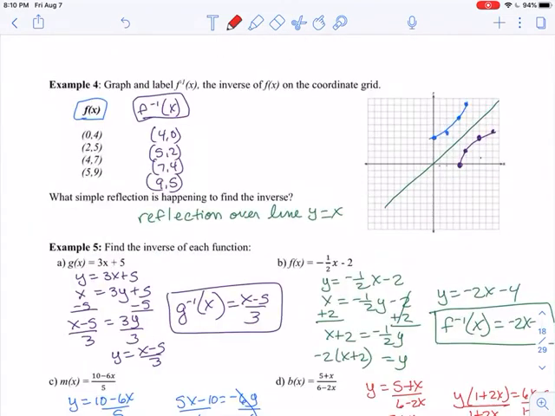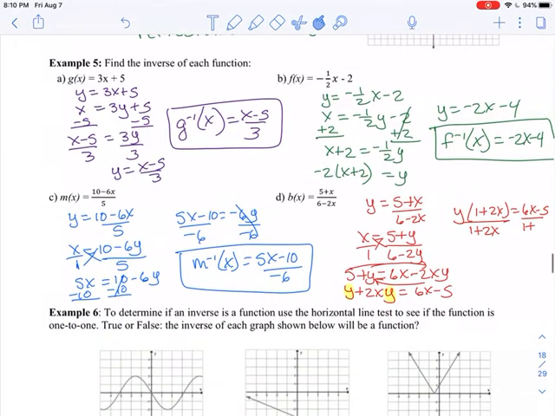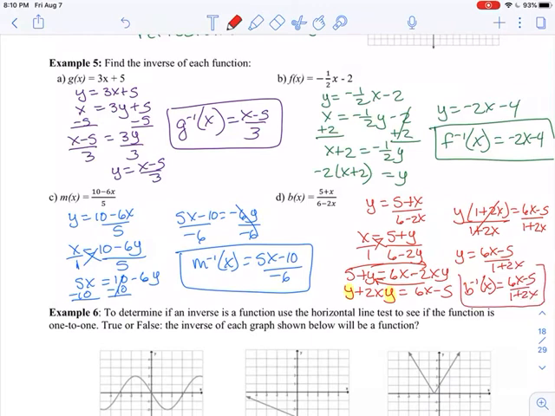And I finally did it. I got y by itself. I'm sort of running off the page here. So I have 1 plus 2x, and I'm left with y equals 6x minus 5 over 1 plus 2x. If I want to write that in function notation, f to the -1 of x equals 6x minus 5 over 1 plus 2x. And that would be my answer.